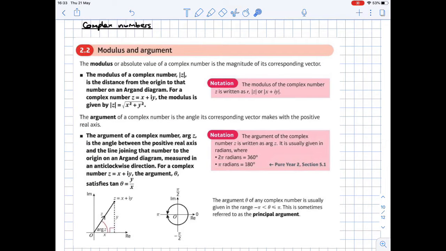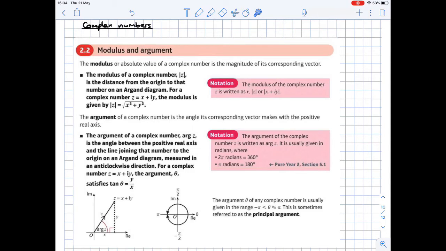Complex numbers, modulus and argument. The modulus, or absolute value of a complex number, is the magnitude of its corresponding vector. In other words, it is the length, or the distance we think of, from the origin to the complex number along its most direct route. And we write it as such. In other words, it's just Pythagoras. So x squared plus y squared, then square rooted, gives us the modulus.